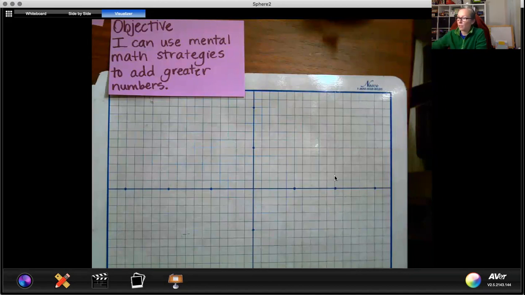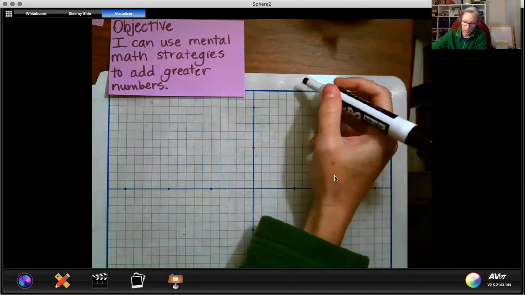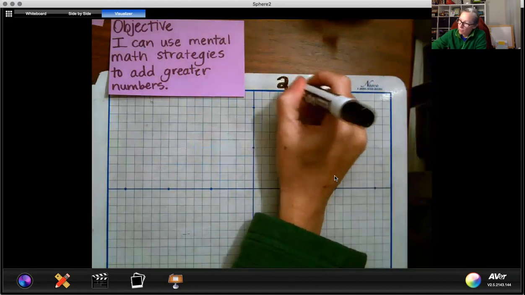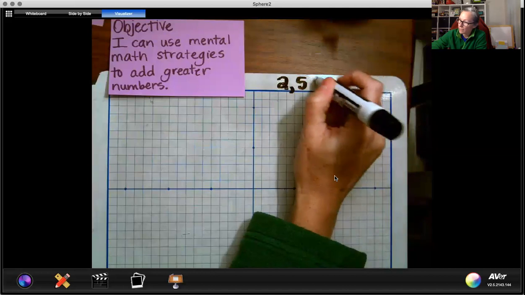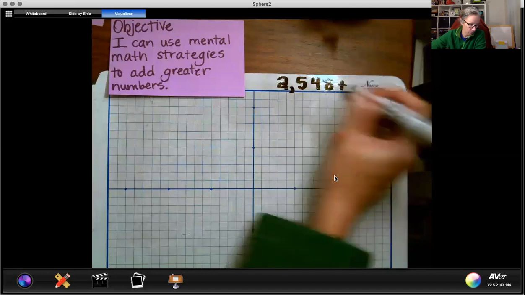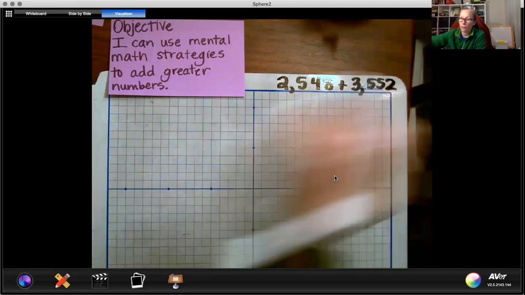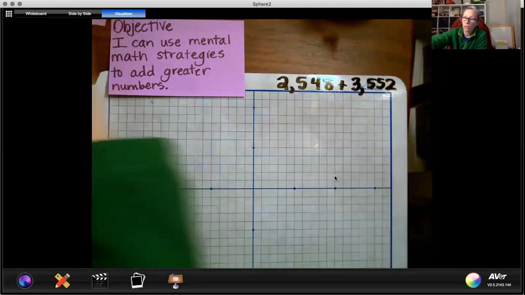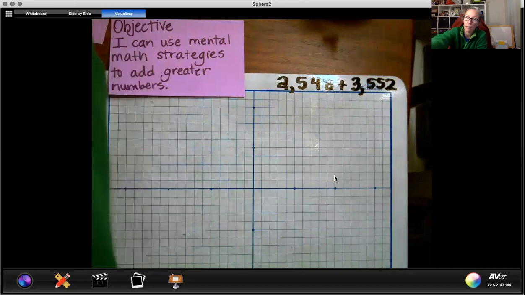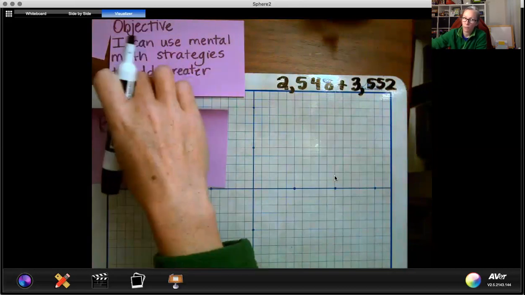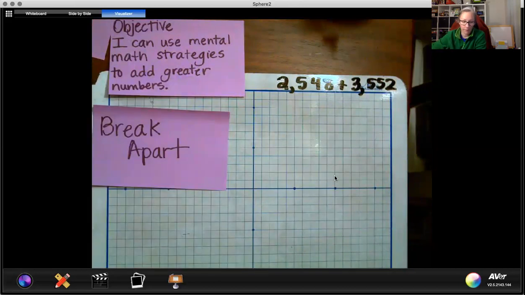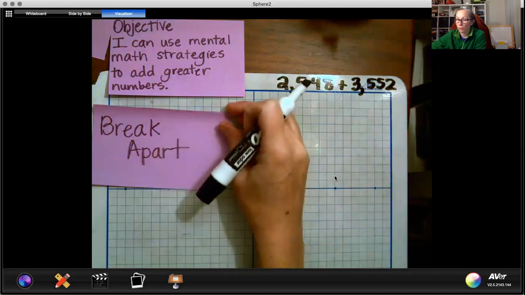So we're going to use the same problem for all 3 strategies, and it's going to be 2,548 plus 3,552. Okay. The first strategy that I'm going to show you is called break apart strategy. And this really builds on expanded form that you learned in topic 1 of 4th grade.